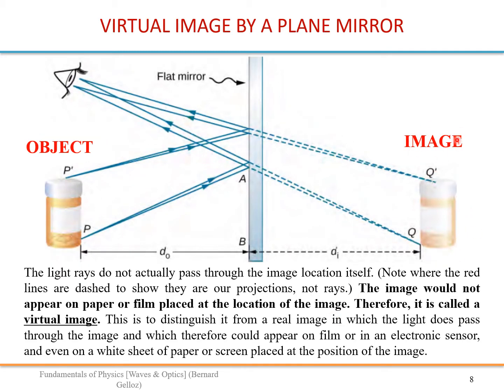Alright, so this image is called a virtual image, because it's not real. It's not a real image. So this is also a general definition of virtual image. You see that the image would not appear on paper or film placed at the location of the image. If you put a piece of paper or whatever here, no real rays go to that location. Therefore, you do not have a real image at that location. So this is a virtual image.